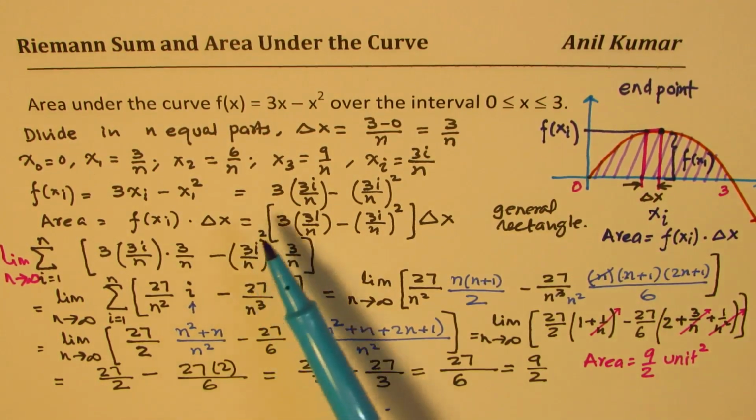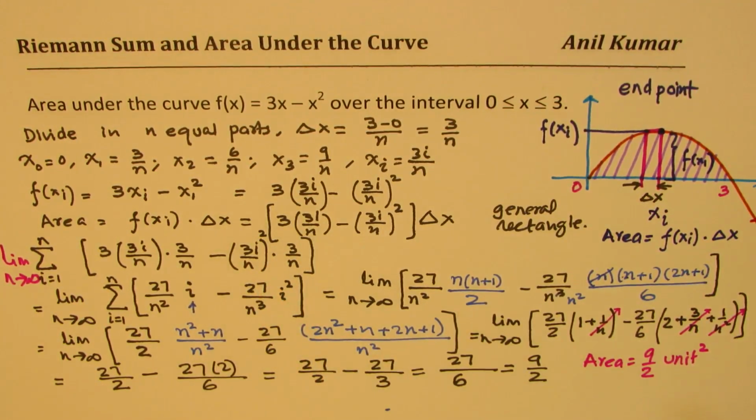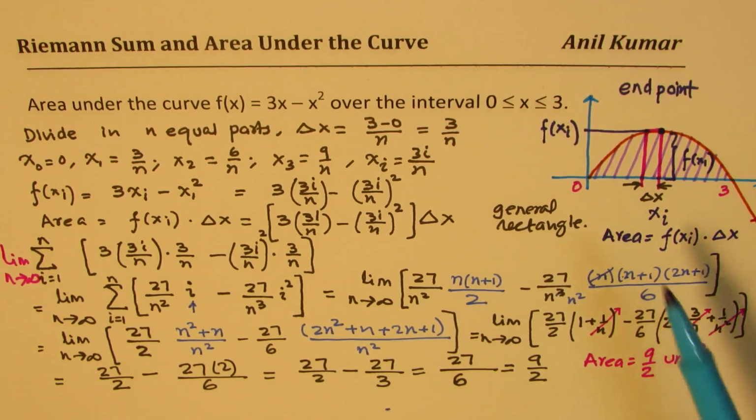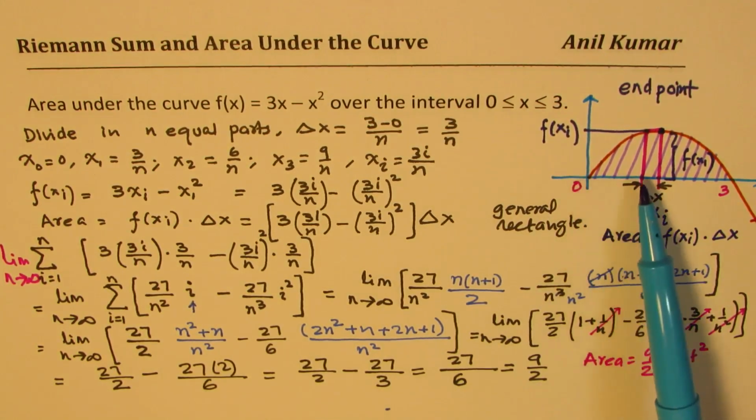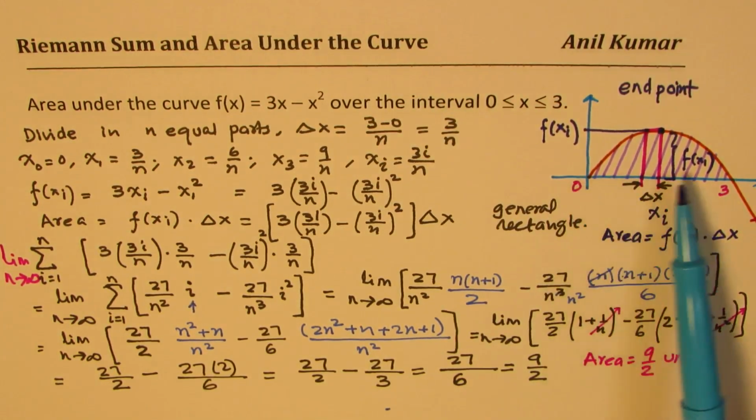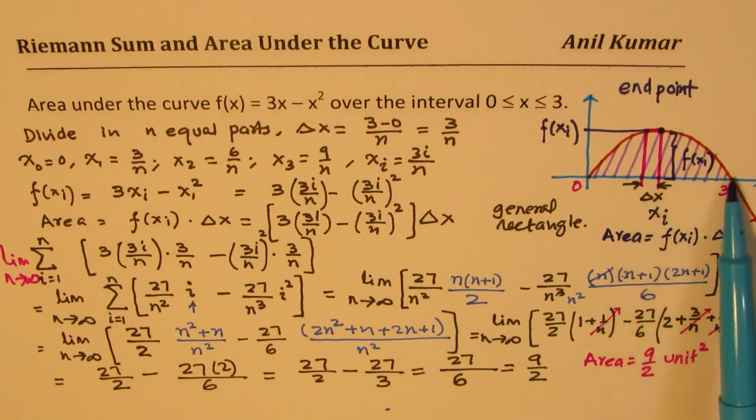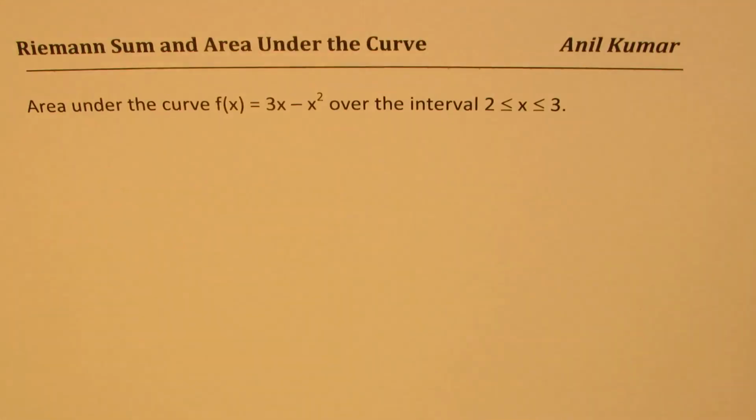I also hope you've understood this process of finding area under the curve using these rectangles. Now, once again, let's repeat this process to find the area under the curve from 0 to 2, and we'll take that away from 0 to 3 to get the area between 2 and 3, right? So we'll follow exactly the same steps.